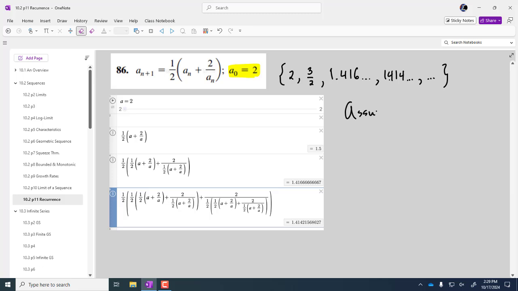We assume that the limit of a sub n is equal to L. So if we assume that the sequence converges, then we can do that clever technique that we did on Tuesday. We take the limit of both sides of this. So we take the limit of a sub n minus a sub n plus 1. So a sub n plus 1 represents a sequence. And then we do the limit of the other side, so the limit of this.